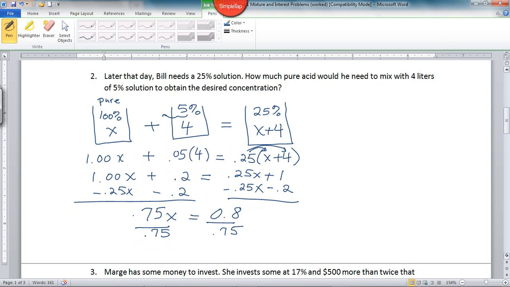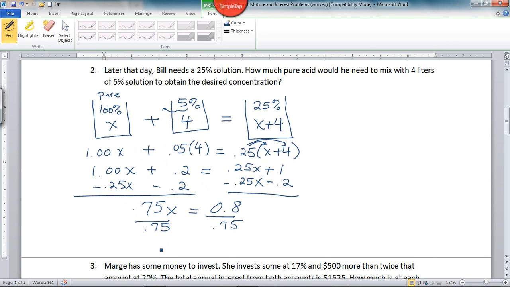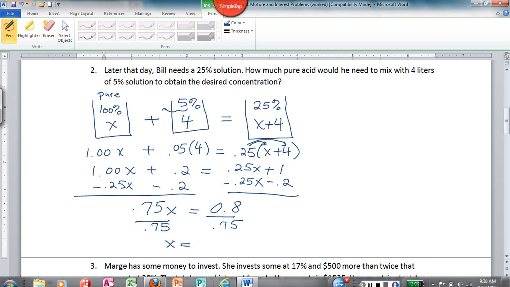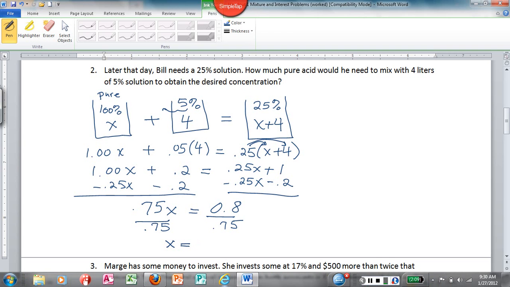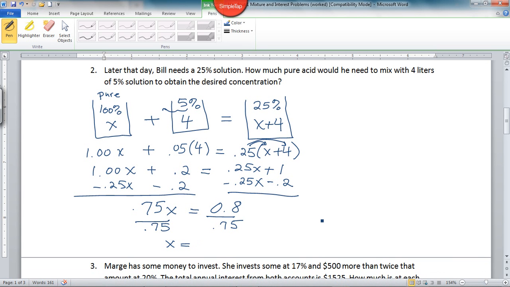And what we get is x equals 0.8 divided by 0.75. Now, what we need to discuss on that maybe is a little bit of simplifying. Yeah, we could divide that and get a decimal. It doesn't work out to be a nice decimal. It's a repeating thing. So here's what we can do with that.